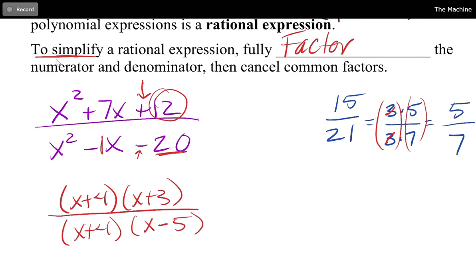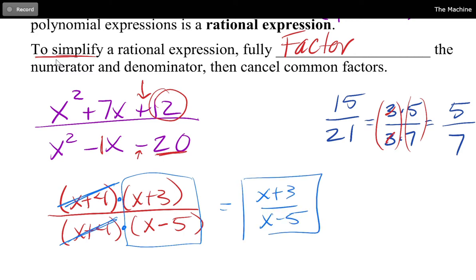Now any factor on top can cancel with any factor on the bottom, and now we're talking binomial factors. This x plus 4 group here will cancel with this x plus 4 group. I'm allowed to do that because they're multiplied here in top and bottom. And all I have left then is just the x plus 3 divided by x minus 5. And I can go no farther with that. Don't try to cancel the x's.